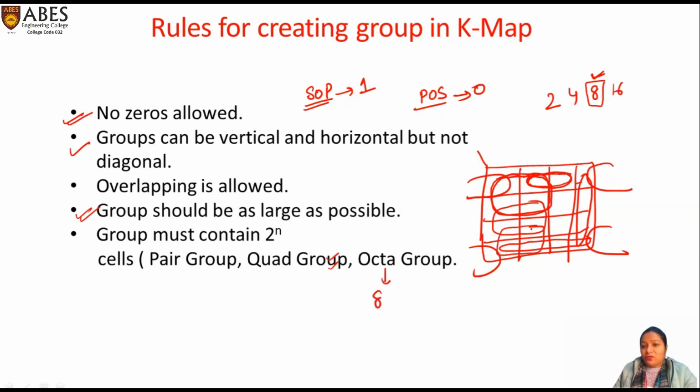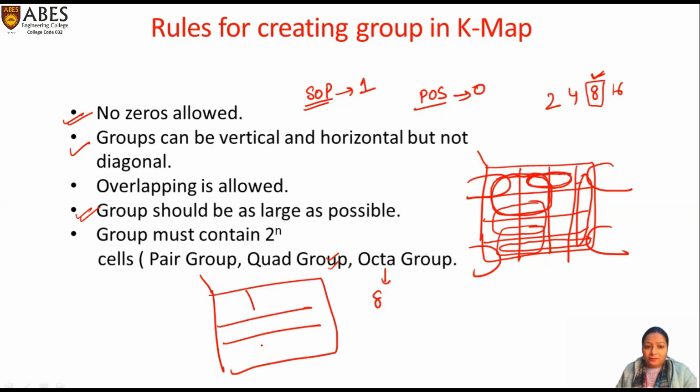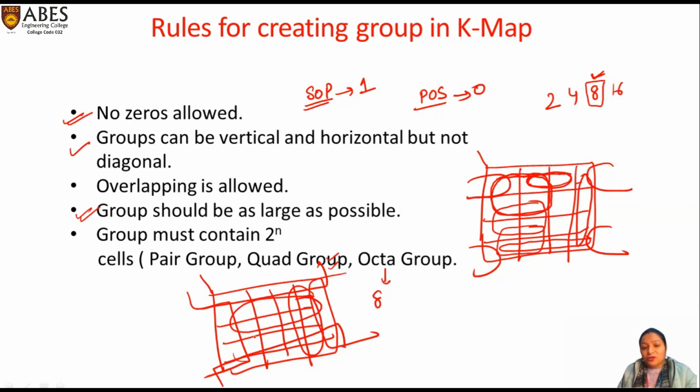Octa means 8. So we can also have the grouping of 8. How we will have the grouping of 8? Now this can be the grouping of 8. This can be the grouping of 8. Okay, even the corners, this can also be the grouping of 8. In the vertical as well as in the horizontal direction, we have the group of 8. This grouping in K-map is very important. You need to form the correct groups, then only you can simplify the K-map.